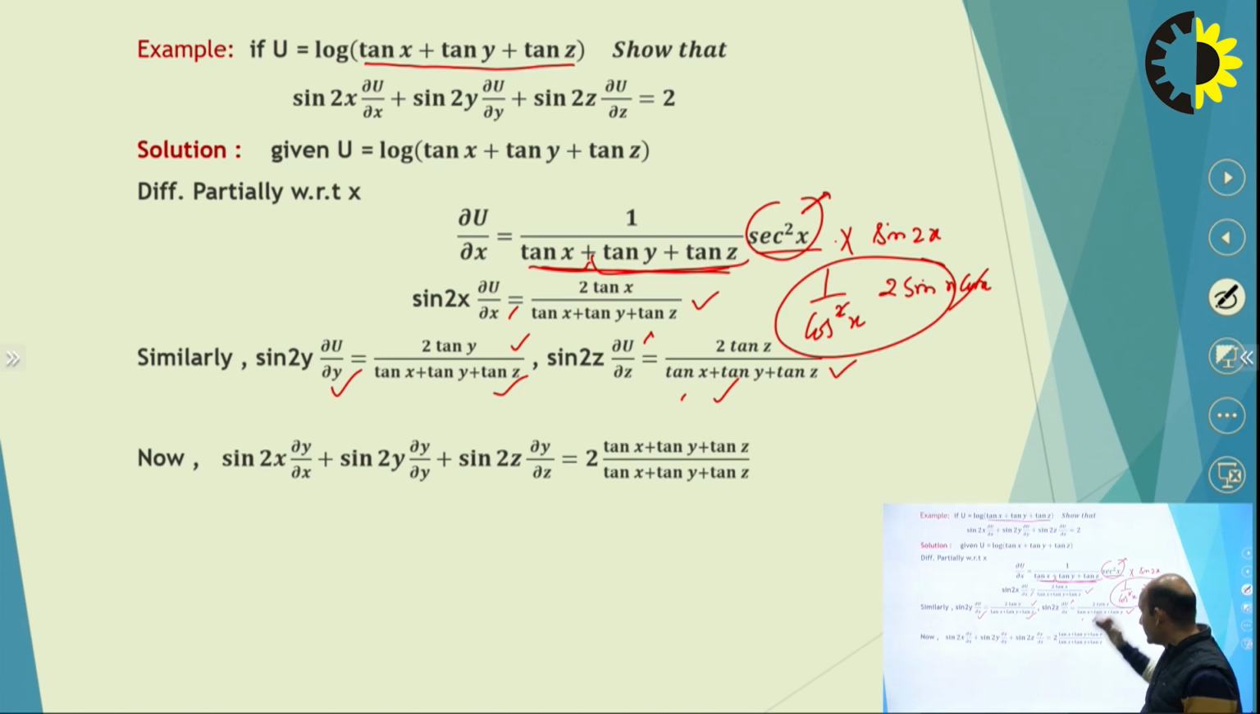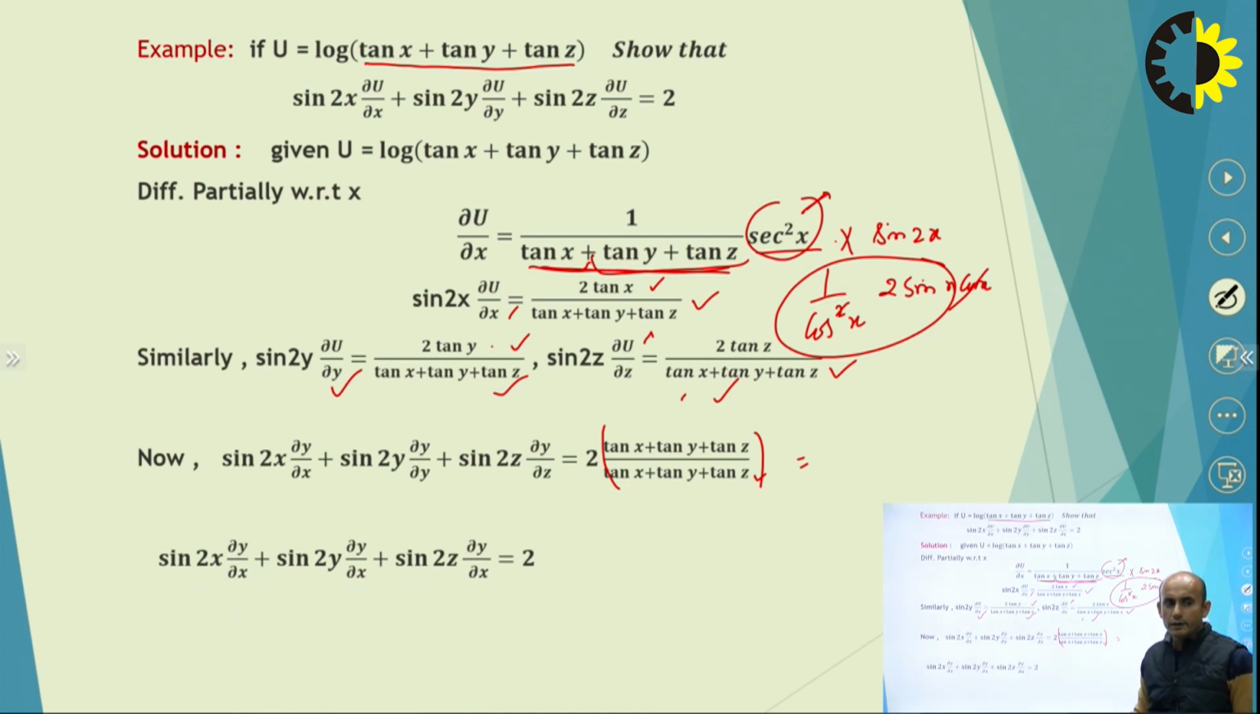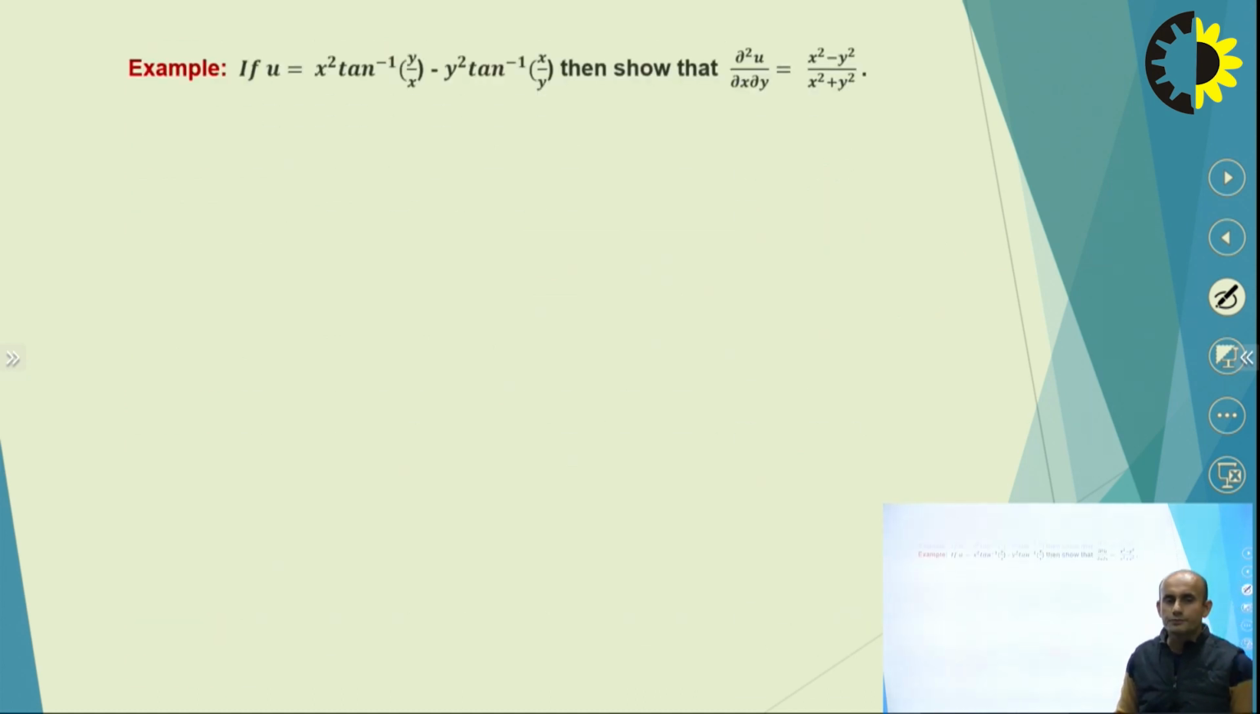So after adding these, we get the denominator as 10x plus 10y plus 10z. In the numerator, we have 2 times 10x, 2 times 10y and 2 times 10z, and this will be cancelled out here. Finally, we get the value 2. So this is the value of sin 2x ∂u/∂x plus sin 2y ∂u/∂y and sin 2z ∂u/∂z, which equals 2.